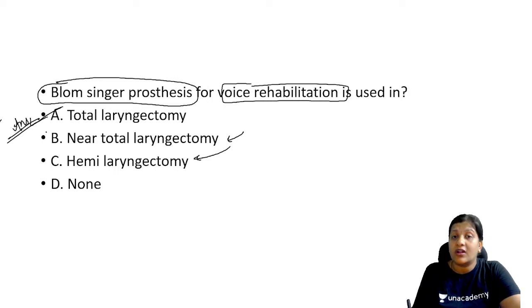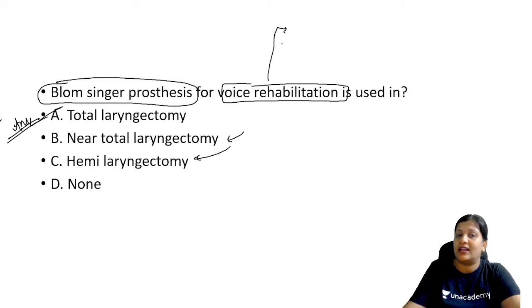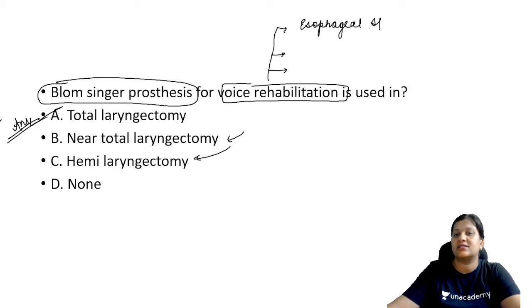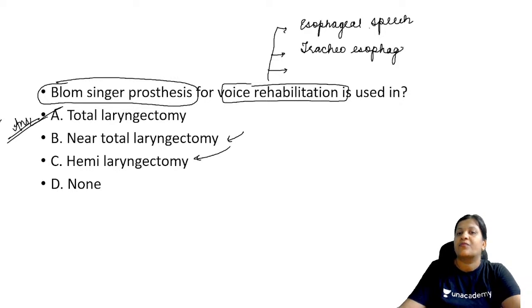So after total laryngectomy, voice rehabilitation can be done using three main ways. The first one is called esophageal speech. The second one is called tracheoesophageal speech. First one is esophageal, the second one is tracheoesophageal, and the third one is called electrolarynx.